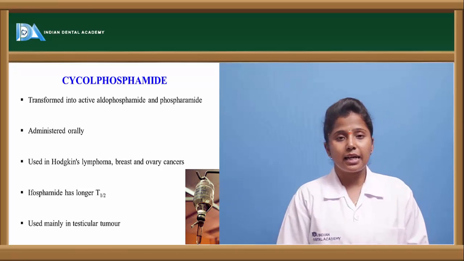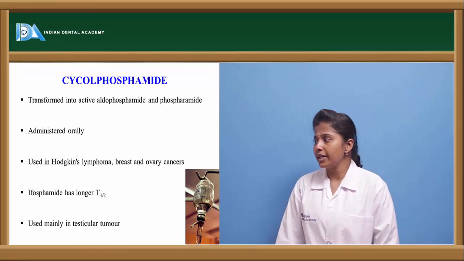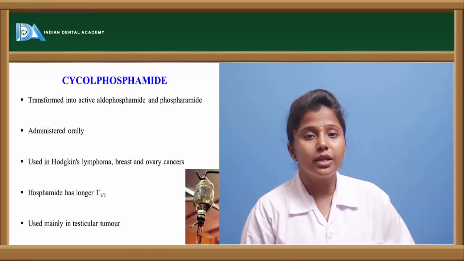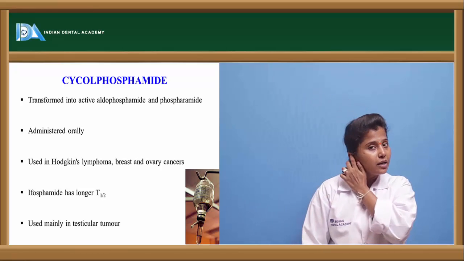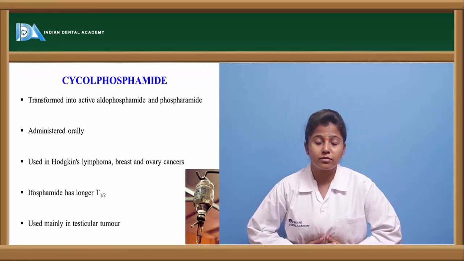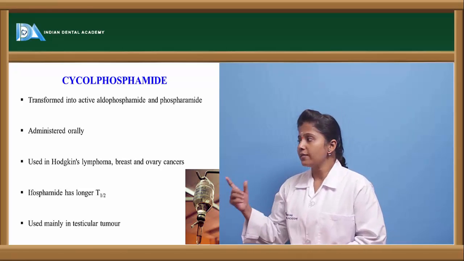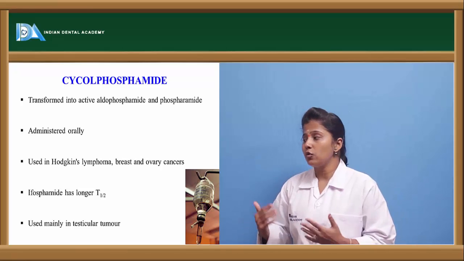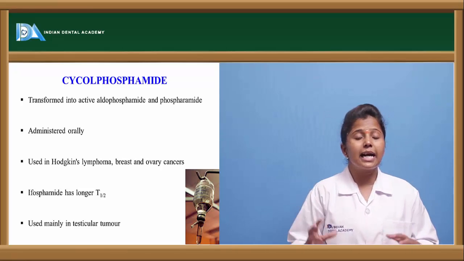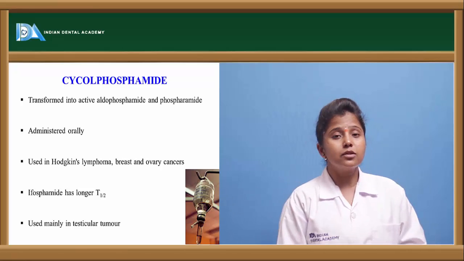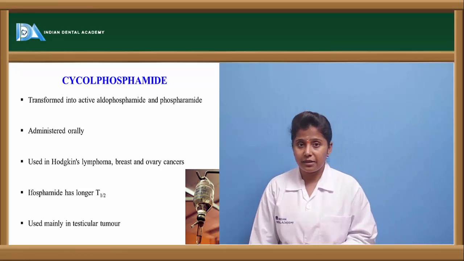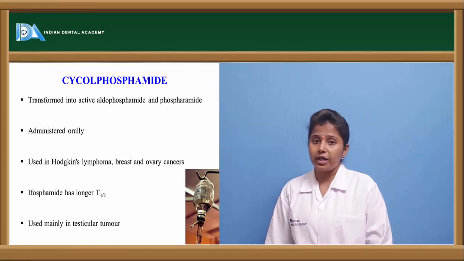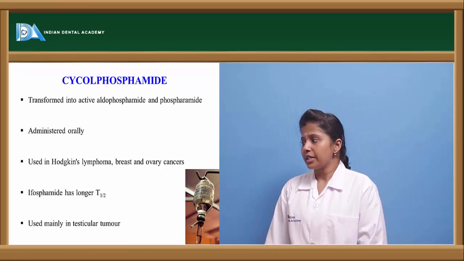The other drug is cyclophosphamide. Cyclophosphamide is transformed into active aldophosphamide and phosphoramide mustard. Each and every drug forms its own active metabolite, or its own alkyl group. So once cyclophosphamide enters the body, it is transformed into aldophosphamide and phosphoramide mustard. These are the active forms of cyclophosphamide. These groups react with the nucleic acids and thereby inhibit their synthesis. It is administered orally, and is mostly preferred in Hodgkin's lymphoma, breast and ovarian cancers.